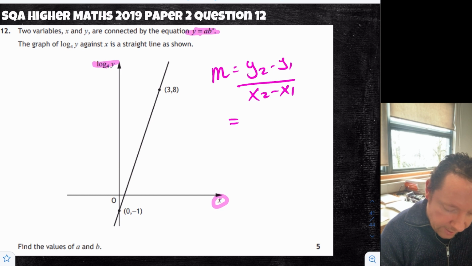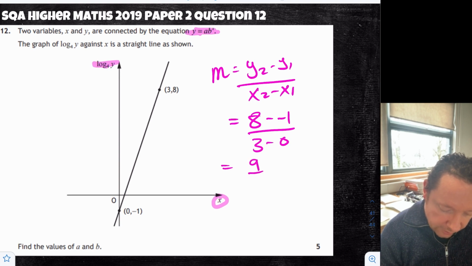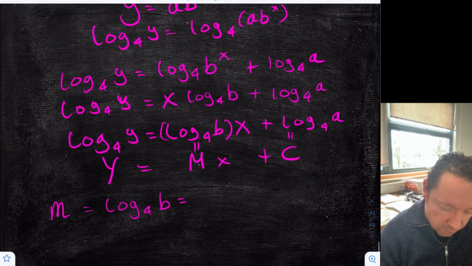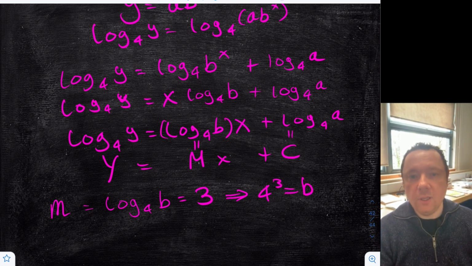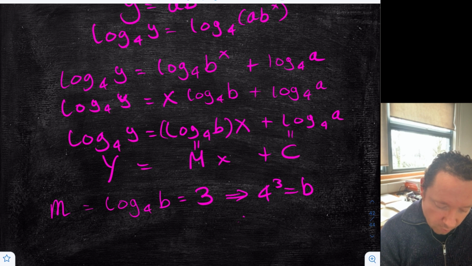We're given 2 points. So our gradient is equal to y2 minus y1 over x2 minus x1. So that's 8 minus minus 1 over 3 minus 0. That's 9 over 3, which is 3. So we know our gradient's 3. So log base 4 b equals 3. Remember, that means that 4 to the power of 3 equals b. 4 cubed is b. 4 cubed is 64, and therefore b equals 64. Now let's try our c.